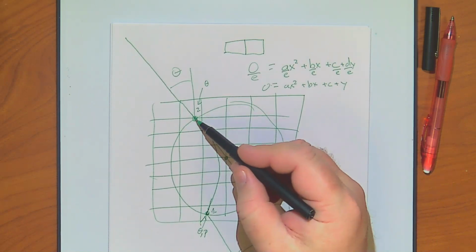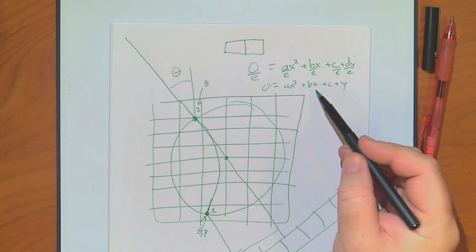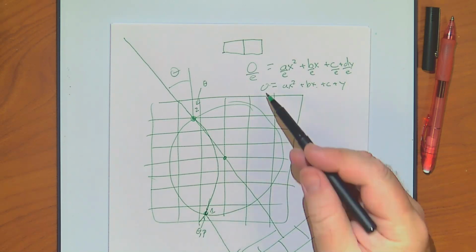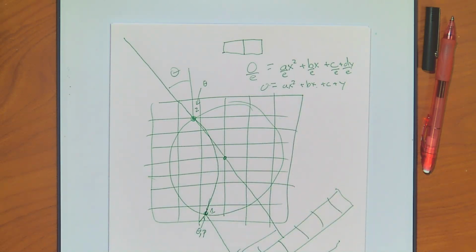And again, this is an XY pair. You just put the X and the Y in, you'll get an equation, right? And it's equal to 0. It's got to be on the curve. I have to have one final thing.